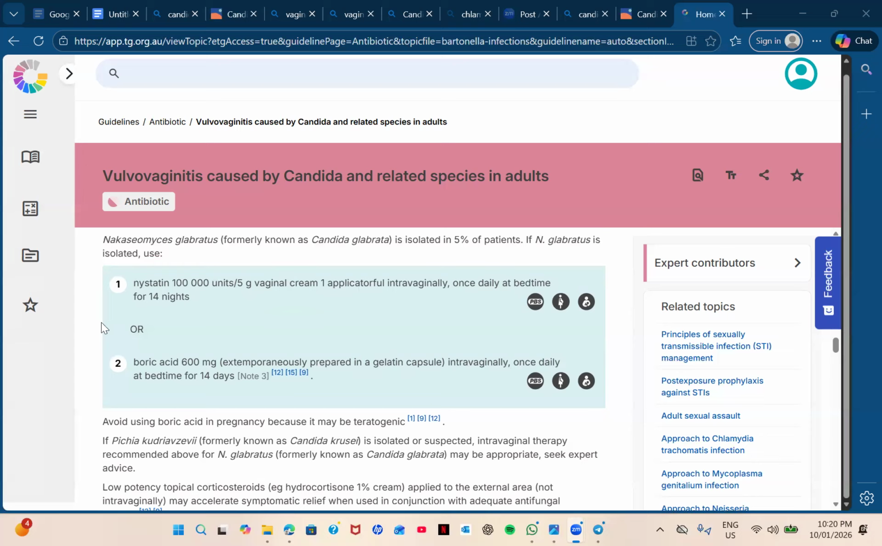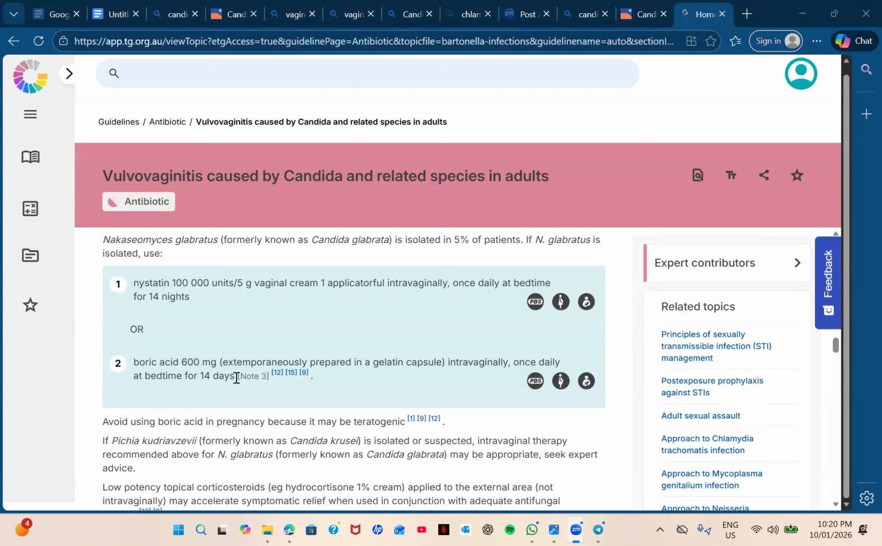Yeah, because the therapeutic guideline has mentioned nystatin. Sometimes in the question they can say the patient has already used nystatin. Then what should we do? Then we can go with the boric acid. Okay, I'm telling some scenarios.